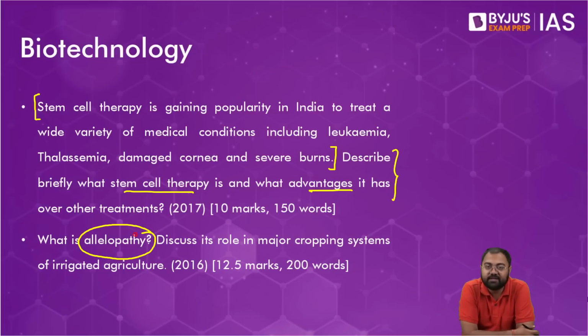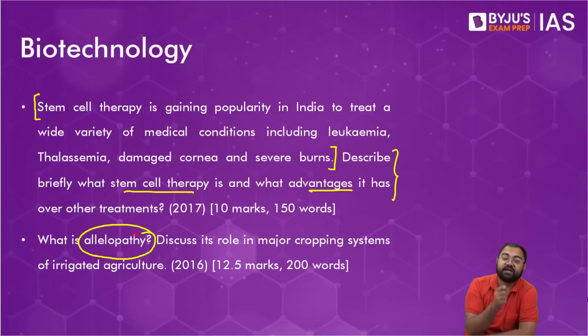Allelopathy, on the other hand, is related to certain properties of plants or trees, where the growth of one plant may affect, or rather would affect, the growth and the prospects of another plant, sometimes positively, sometimes negatively. Whatever be the case, if one plant is affecting the growth of another plant, then we say that it is allelopathy.